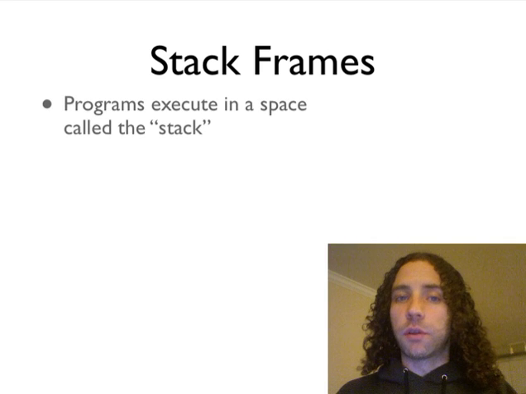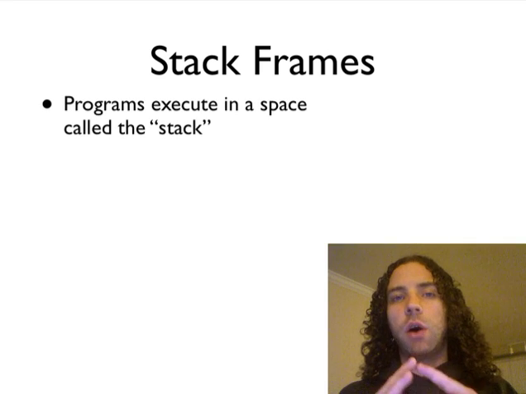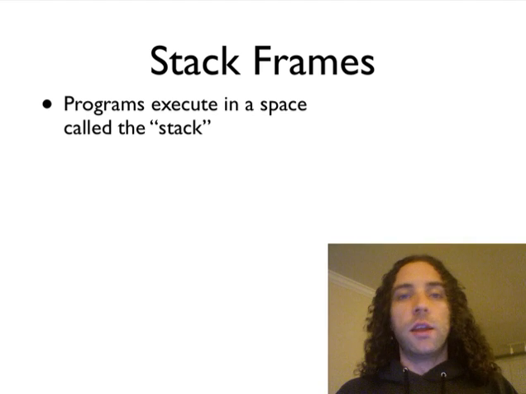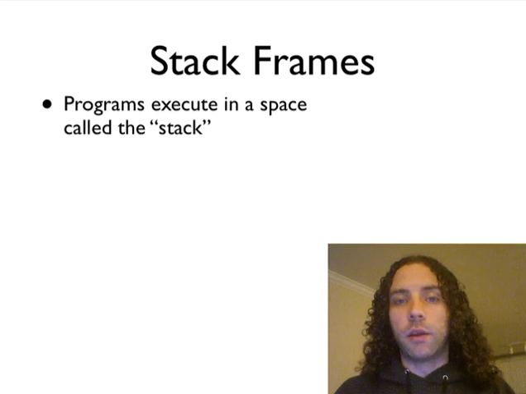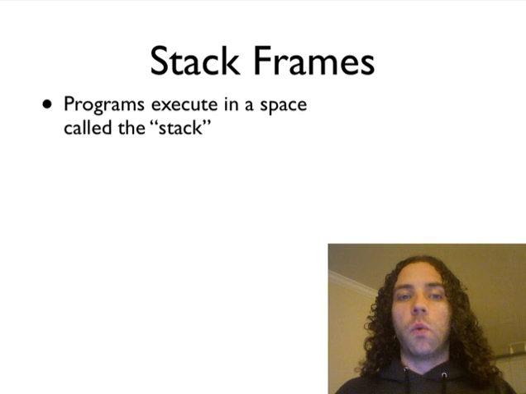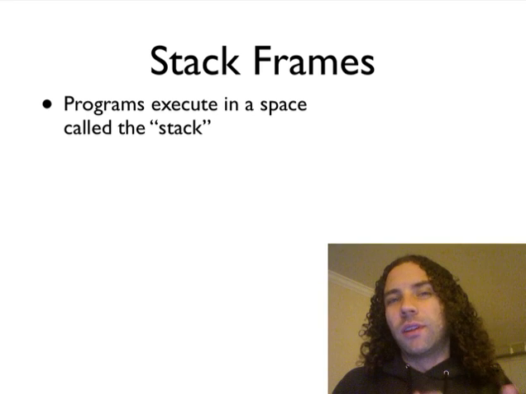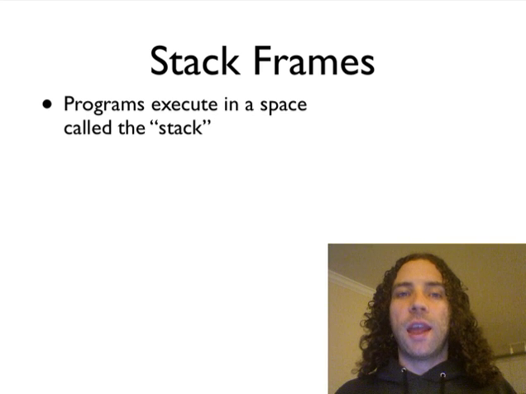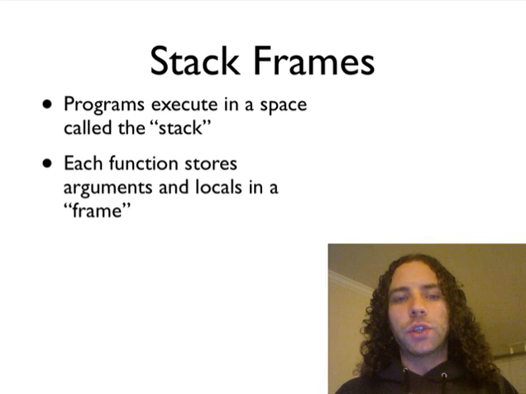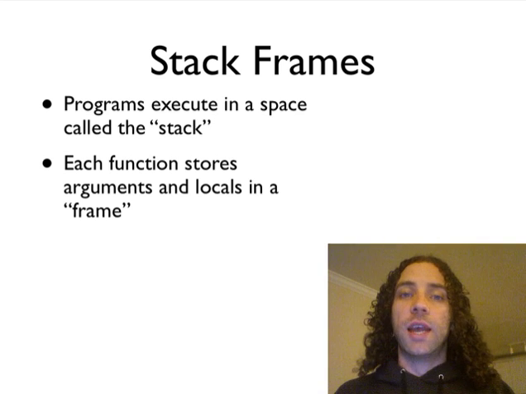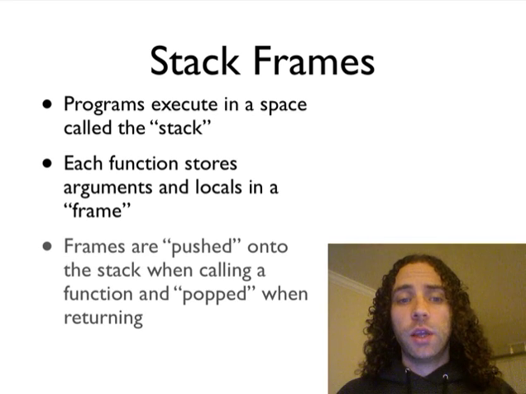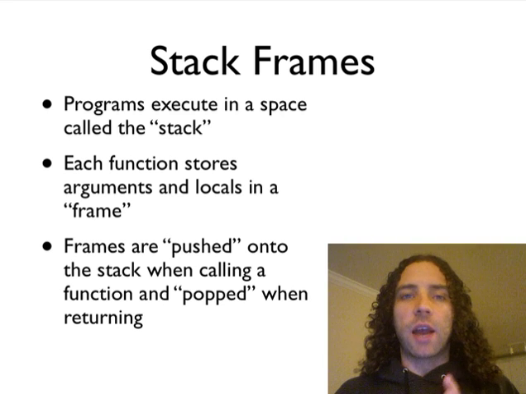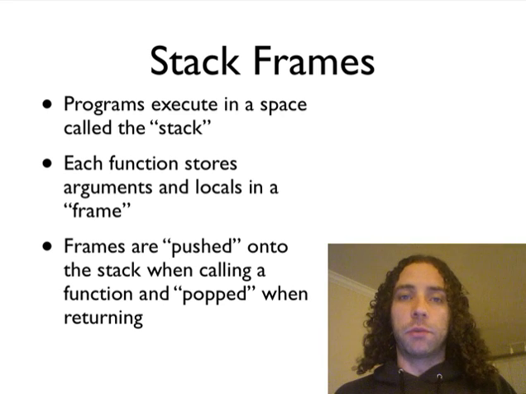So stack frames are another thing that needs to be understood. First of all, programs always execute on something called a stack. This is just a piece of memory that the program can use as temporary storage for performing intermediate operations. Now, what this means is there's always that memory available, and this is where your little temporary local variables and everything are stored. In fact, how it's actually organized is each function stores all of its arguments and locals into its own chunk of the stack called a stack frame. So frames are pushed onto the stack when you're calling a function, and they're popped off when you're returning.